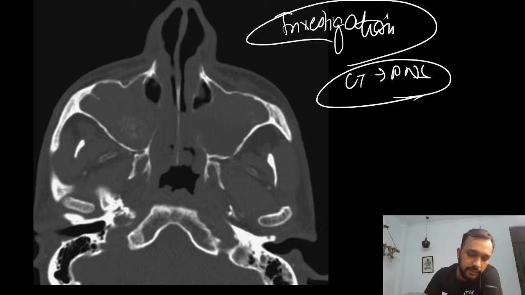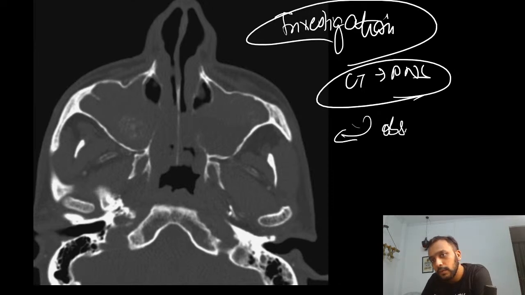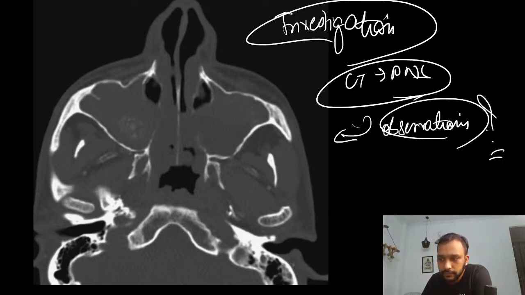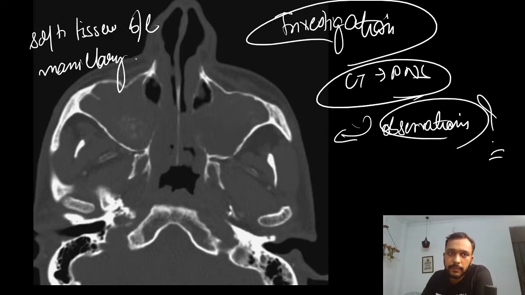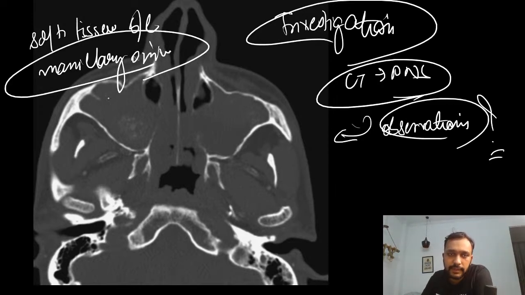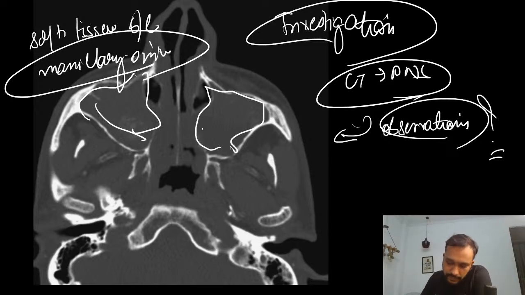What can you see? What are your observations in this CT image of the PNS? Anyone? Very good, Tanmay. We can see that there is some soft tissue contents. Soft tissue contents can be seen in bilateral maxillary sinus. Okay. So guys, this was a case of anyone? Sinusitis. Okay, maxillary sinusitis.